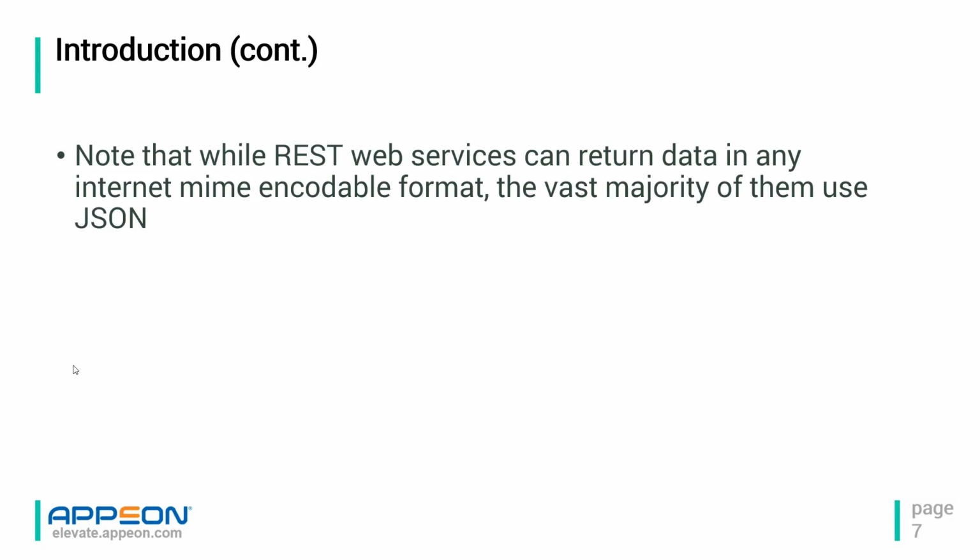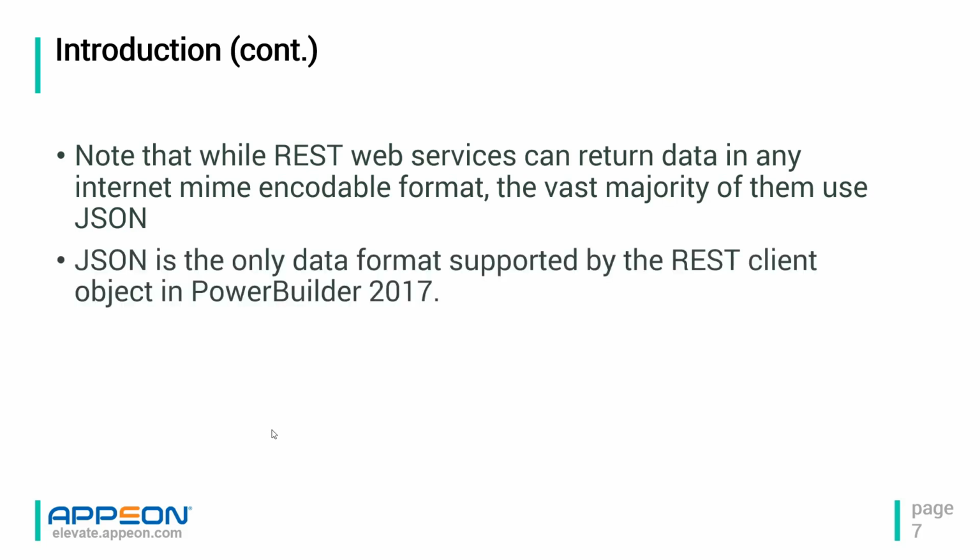according to the REST protocol, you can return anything from a REST web service that has a MIME encodable format. So you could return XML, you could return PDF, you could return a zip file. All those are valid payloads from a REST web service. However, the only thing PowerBuilder supports is the format that the vast majority of REST web services do use, which is JSON. It's JavaScript Object Notation is what the acronym stands for. But that is really somewhat the de facto standard for what REST web services return, and it's all that PowerBuilder supports.